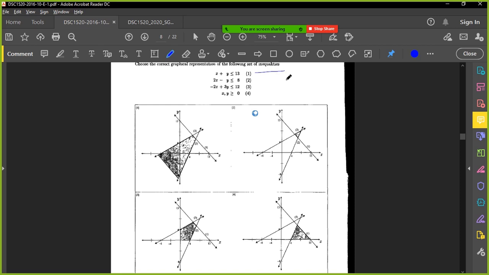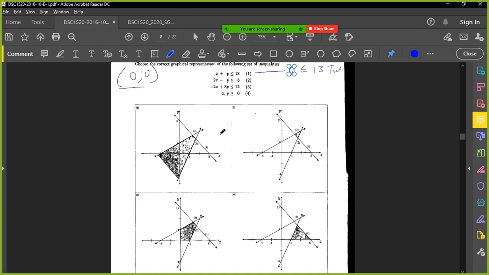Okay, so if x is 0, then y is smaller or equal to 13. No. Remember you said you're going to test the origin, right? What is the origin? 0, 0. Yeah. So you're going to set both to 0. Do you agree? So 0 is smaller or equal to 13, so that's true.